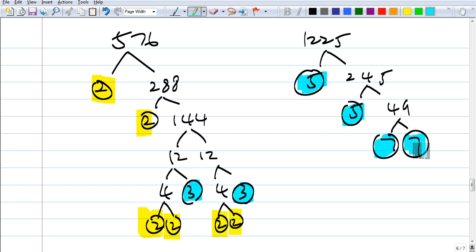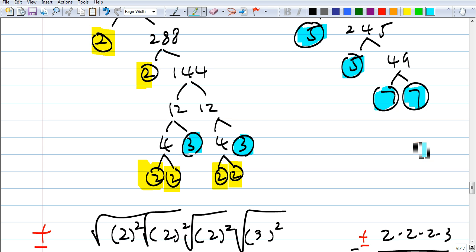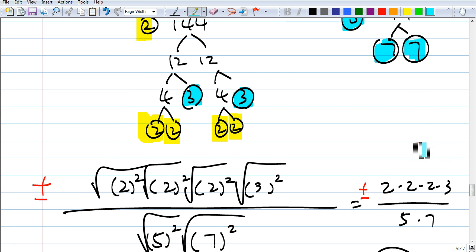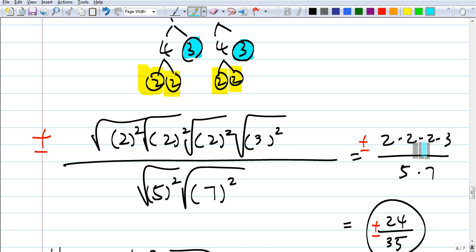So how many 2's did you get for 576 as a factor? 6 of them. How many 3's? 2. For 1225 you get two 5's and two 7's, isn't that right? So it's kind of nice. I wrote it this way again, over. I get the square root of 2 squared, three of those, and then the square root of 3 squared, one of them. So did you all get the answer as plus or minus 24 over 35? How many people got this?